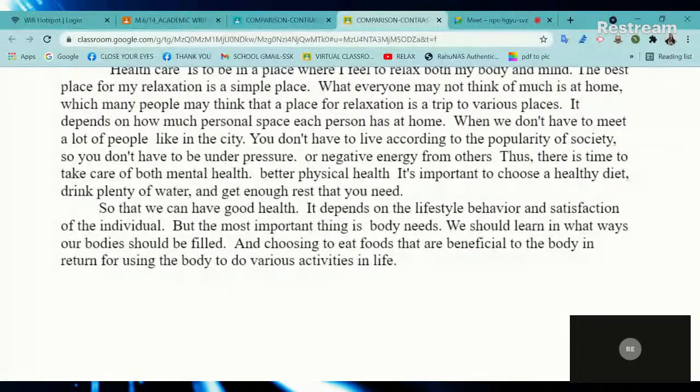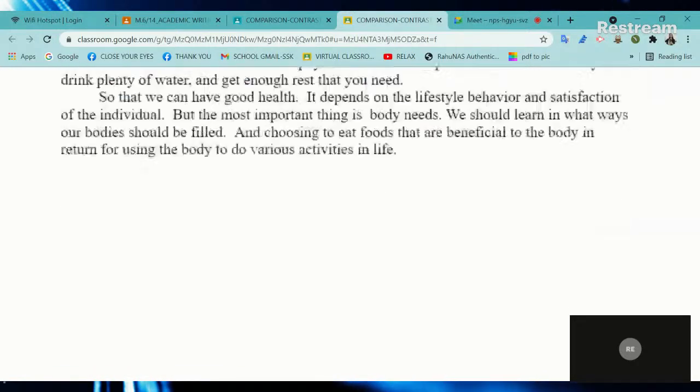It's important to choose a healthy diet, drink plenty of water, and get enough rest that you need so that we can have good health. It depends on the lifestyle, behavior, and statistics of the individual. But the most important thing is the body's needs. We should learn in what way our body should be fit and eat food that is beneficial to the body in return for using the body in our activities in life. Okay.